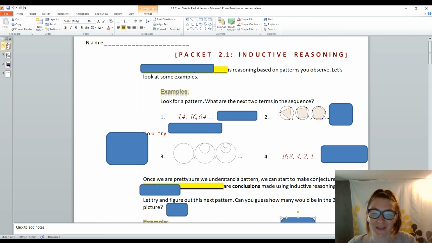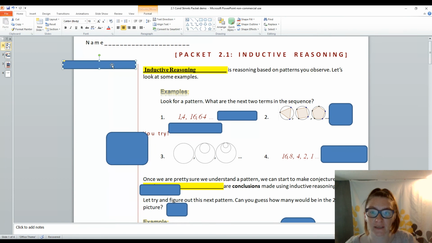Right, guys, we're going to look at section 2.1 today, inductive reasoning. So inductive reasoning is reasoning based on patterns you observe, which is something you have already done before. So we're going to continue looking at patterns. So look at example 1.